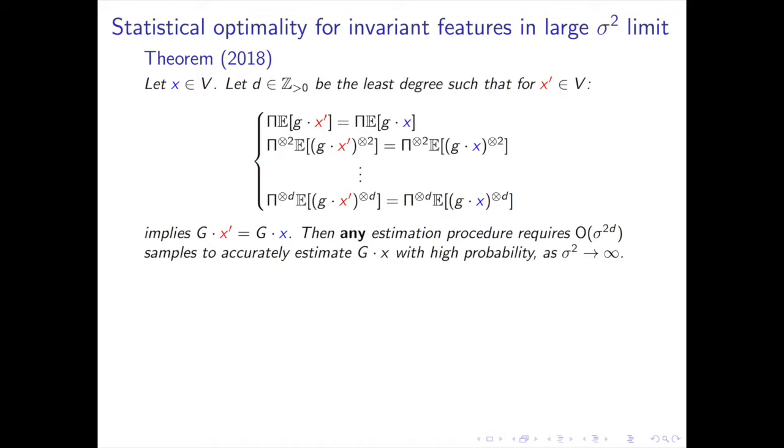But this big O is not uniform in x, right? For each x, it's maybe all its own big O. Yes, that's right, it depends on x. And what's the dependence on the probability of accurate estimation? For sigma squared above a certain explicit threshold, the high probability is exponentially close to 1.